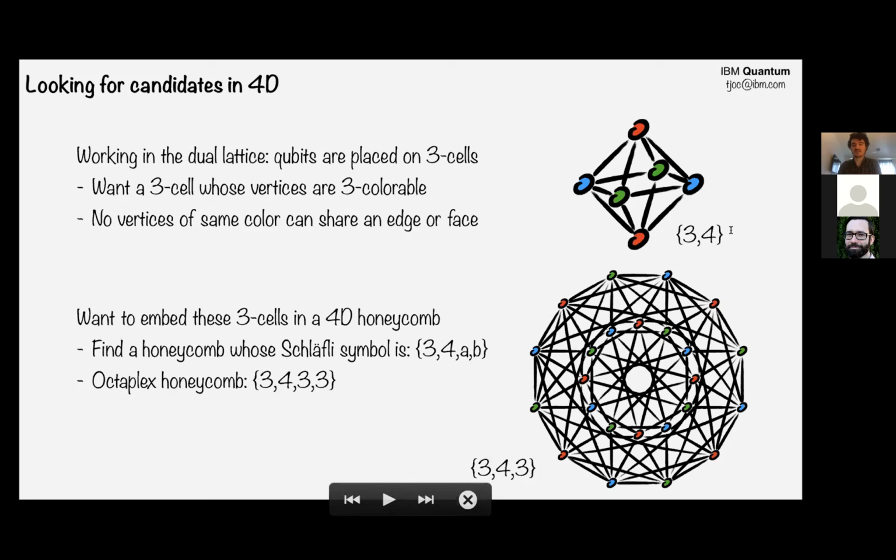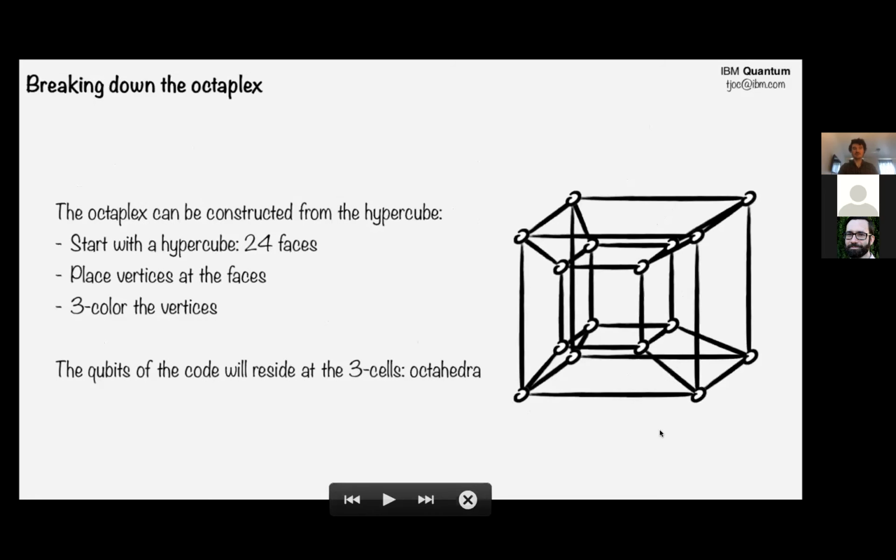So this 3,4 is the basic object that we would like, and the candidate honeycomb will be this octuplex honeycomb, which is made of its unit cell, the octuplex, which is this object 3,4,3. And this is the adjacency graph of the 3,4,3. You can verify that it's 3 colorable, but this is a 4-dimensional object just drawn out on the plane. It doesn't give you much intuition about what's going on here.